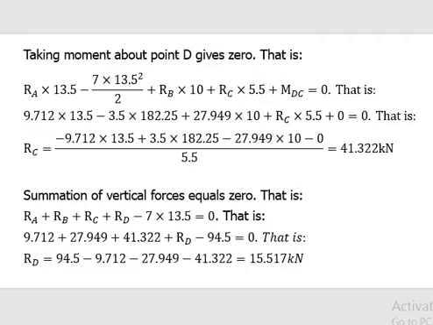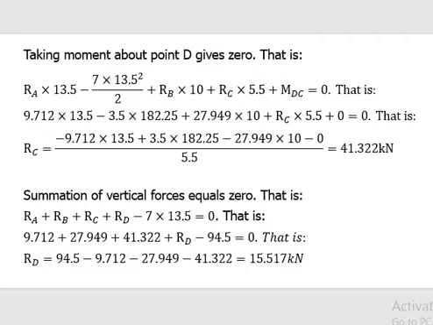Finally, we take moments at point D, just before point D. That is RA times the total length plus RB times 4.5 plus 5.5. That's RB times 10. Then plus RC times 5.5. Then minus that of moment from the uniform distributed load, 7 times the entire length square, that is 13.5 square, all over 2. Then plus MDC, but this MDC is 0 anyway. So when we add them and equate to 0 and simplify, we arrive at RC equals 41.322 kilonewton.